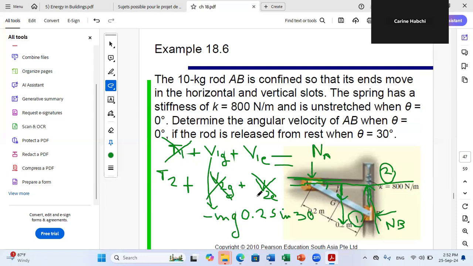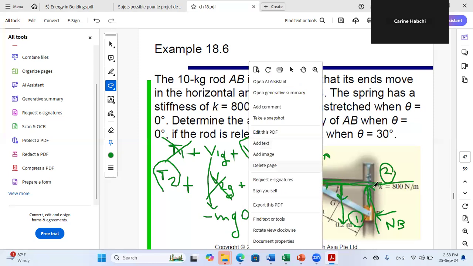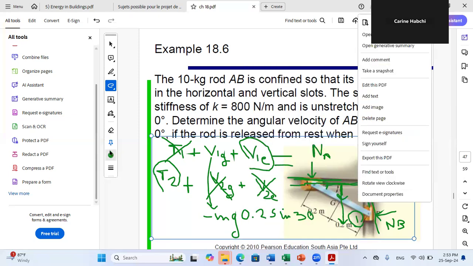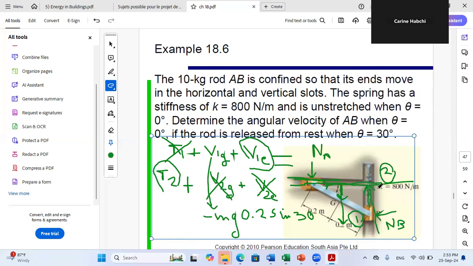Okay? So we still have to compute V1 elastic. The only unknown will be the kinetic energy at state 2. Now, concerning V1 elastic, all we have to do is consider the stretching of the spring. They said that the spring is unstretched at this position. If we look at the figure, this distance will represent the stretching of our spring. What is this distance equal to according to the figure? It's 0.4 times sine 30.